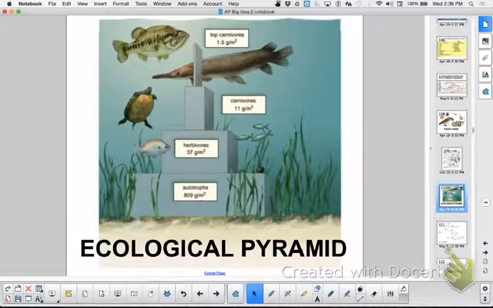That's why you only see maybe four levels, because by the time you get to the top of the pyramid, there's so little left to harvest. Some of that energy gets lost as heat, and some is lost through defecating, urinating, running, and using up energy. So not all of what comes in gets passed to the next level.